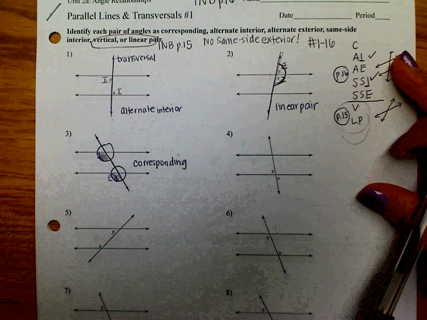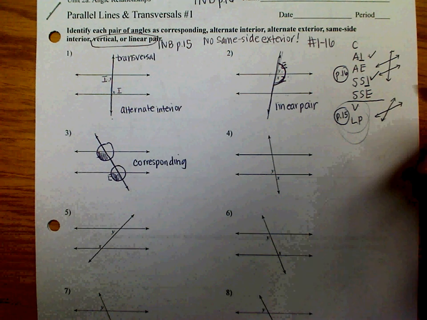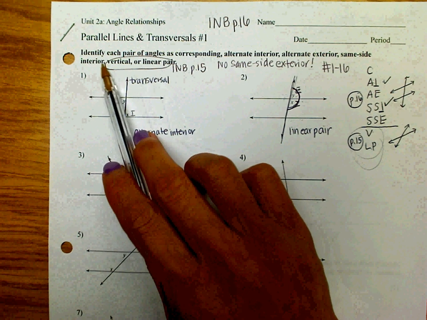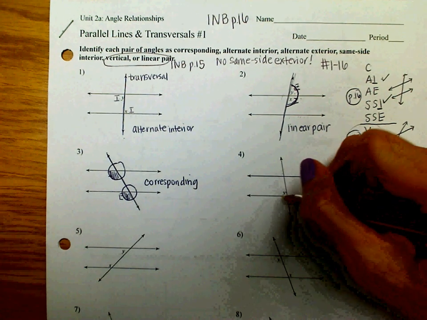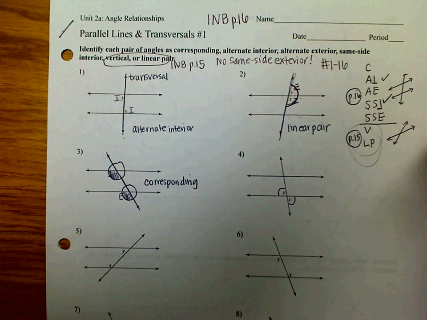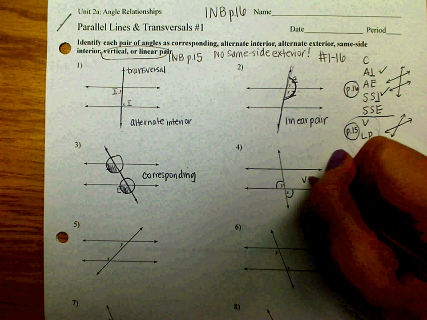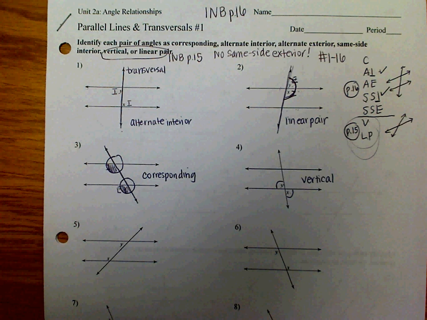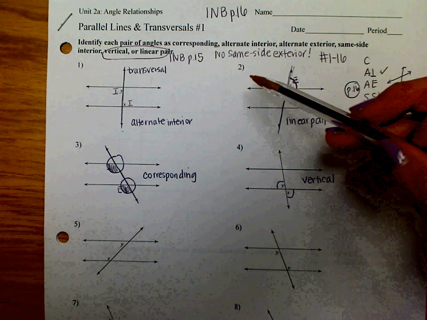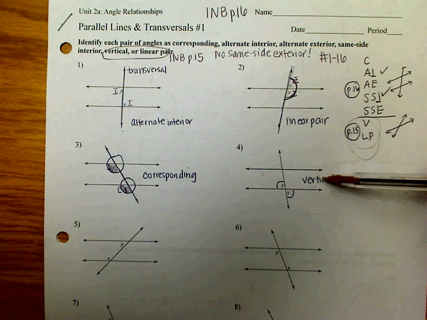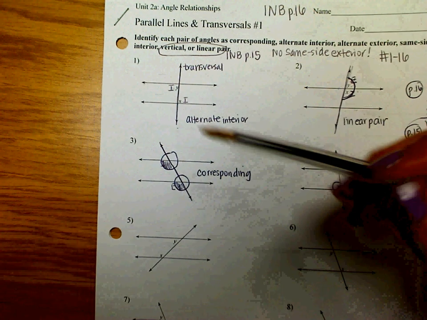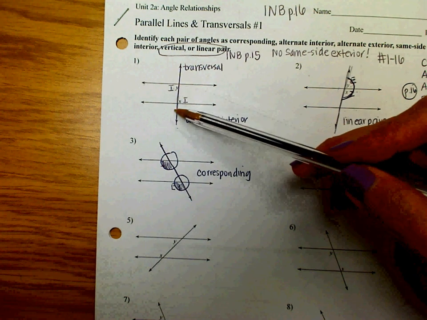Let's go to number 4. So number 4, these didn't jump from one parallel line to the other, so it has to be one of these two. Well, y is opposite from x. These are vertical. It creates that bow tie effect. So these are vertical angles, okay? So if you look at number 2 and 4, linear pair and vertical, they all center around one intersection, whereas the other ones jump from one intersection to the next. So that's the difference.